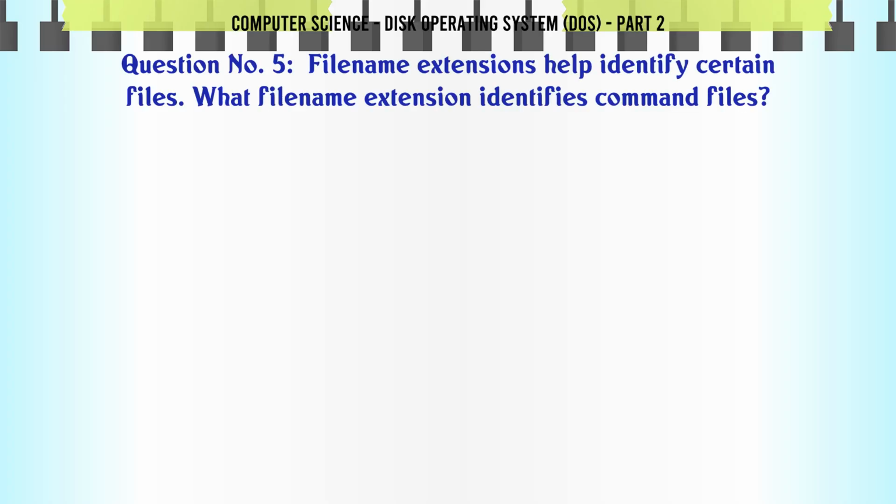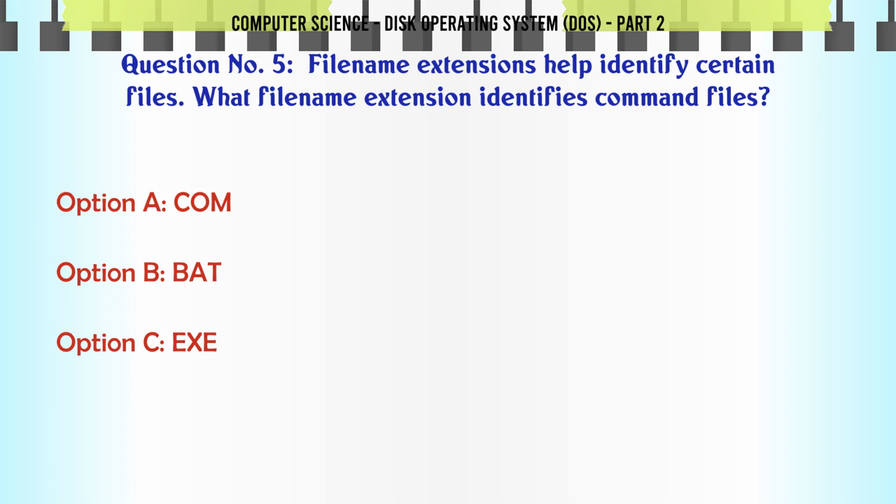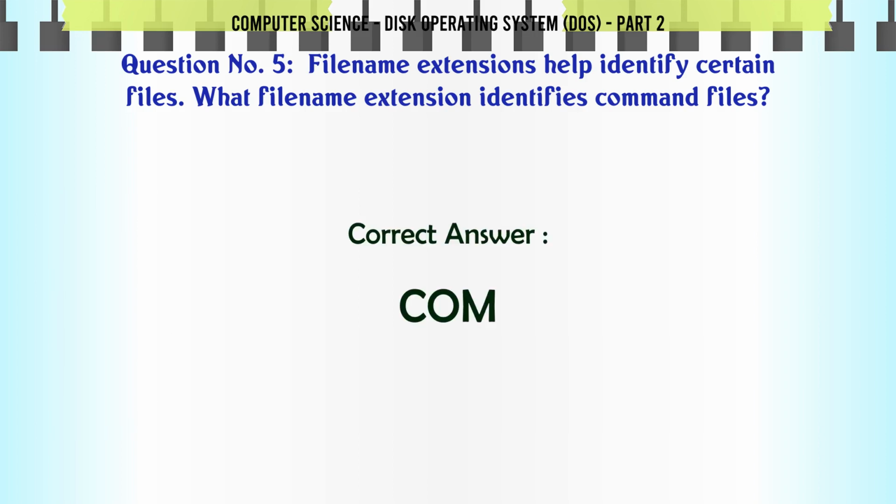Filename extensions help identify certain files. What filename extension identifies command files? A. COM. B. BAT. C. EXE. D. SYS. The correct answer is COM.